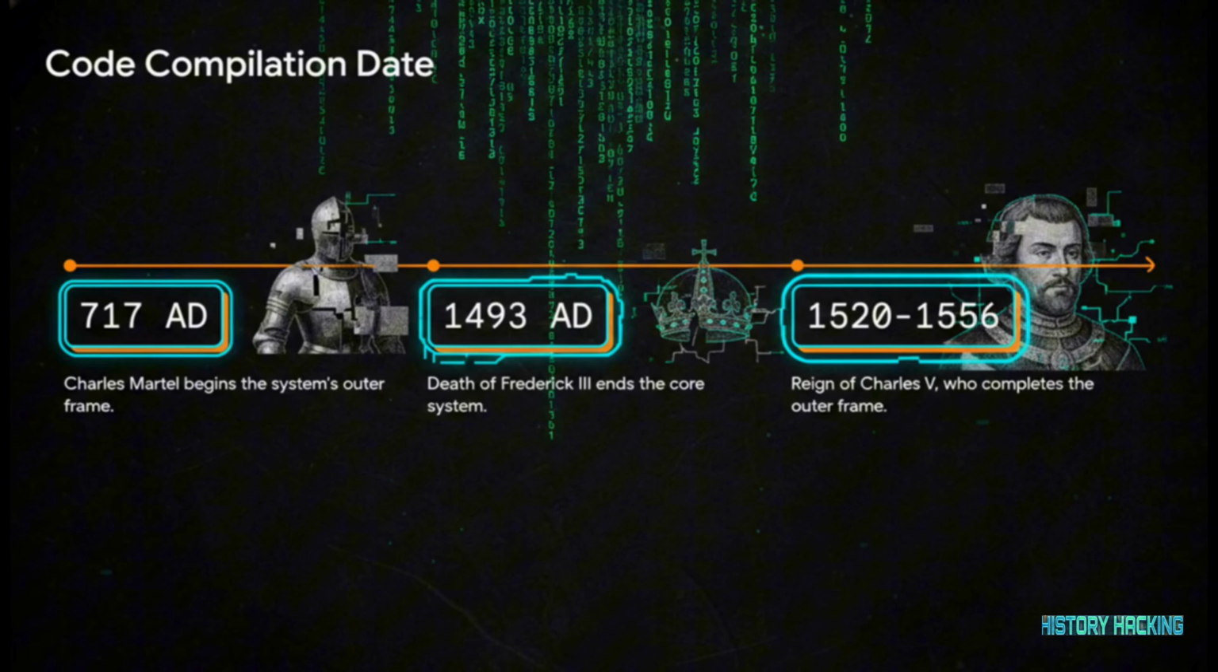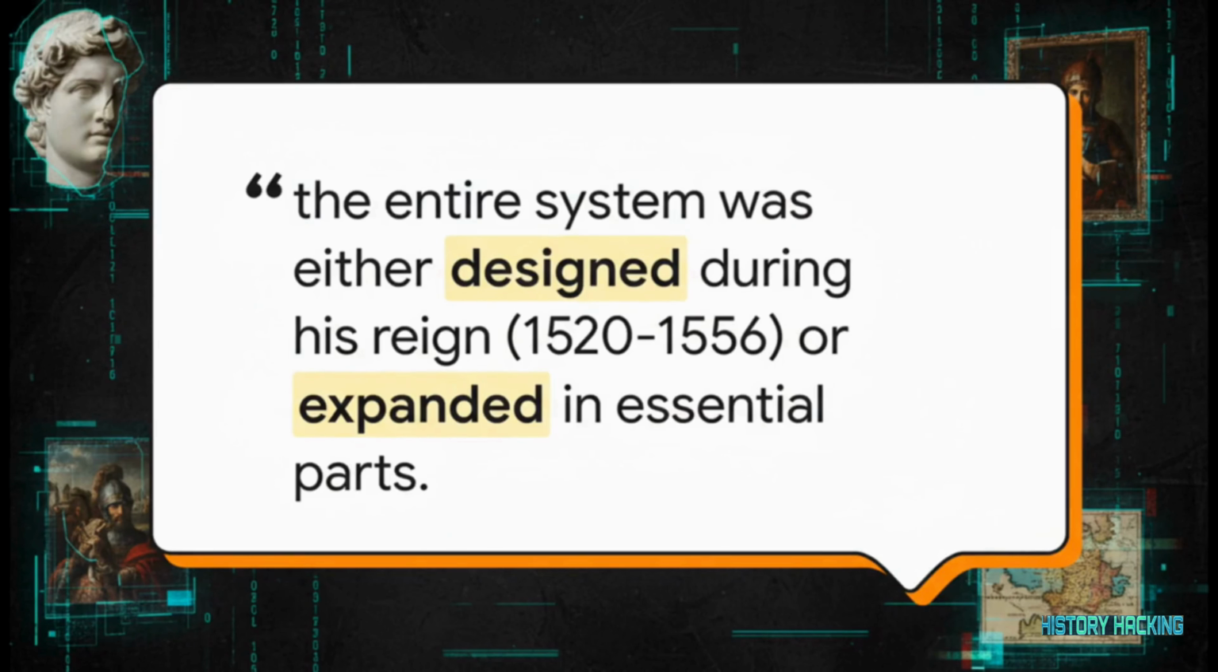So, when was this code actually written? Well, that final piece of the outer frame, Charles V, he reigned from 1520 to 1556. This strongly suggests that the entire 700-year history that supposedly came before him wasn't actually compiled, wasn't finalized until his reign. The source material is explicit on this. This system, this perfectly structured history, was very likely designed, written, and put into place during the 16th century. Now, think about what that means. It means centuries of the Middle Ages may not have been lived, but were actually engineered retroactively, written into existence long after they supposedly happened.